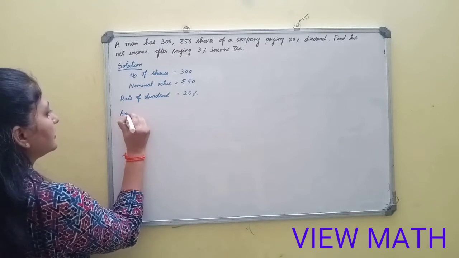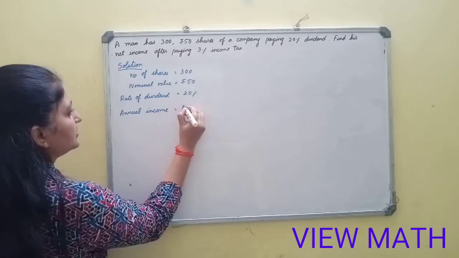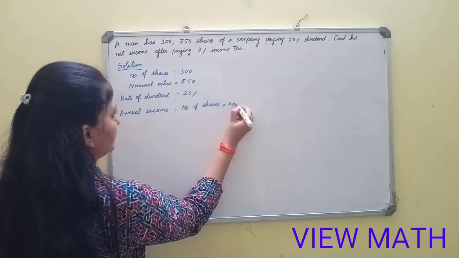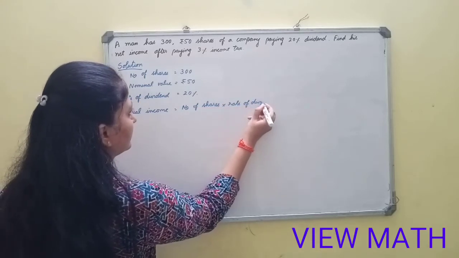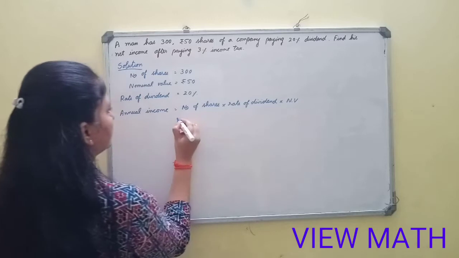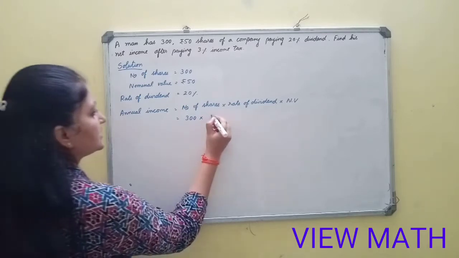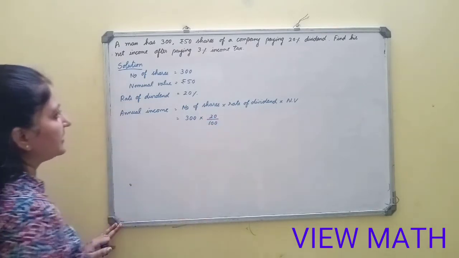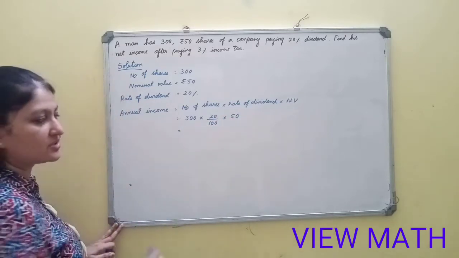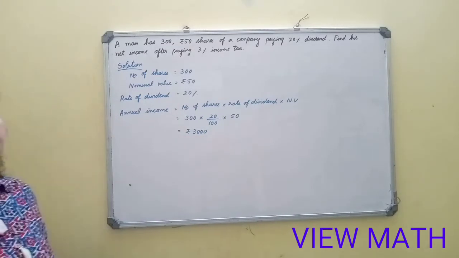Annual income, very simple. Annual income is equal to number of shares into rate of dividend into nominal value of one share. Now number of shares given in the question, it is 300 into rate of dividend 20%, 20 by 100 into nominal value is 50. So do the calculation part. So you will be getting rupees 3000. So annual income is rupees 3000.